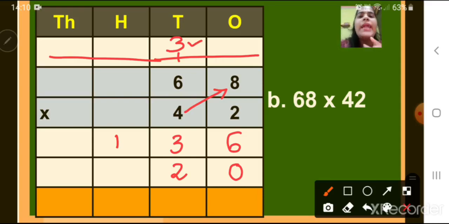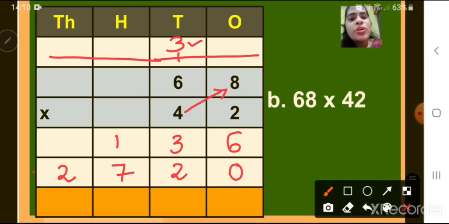So we have to add number 3. 24 plus 3: 25, 26, 27. So we will write here number 27 down directly. No need of putting the carry over again because there is no number in the hundreds place to multiply. You can write here 27 directly.